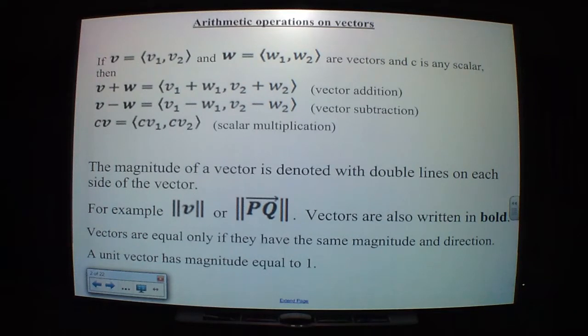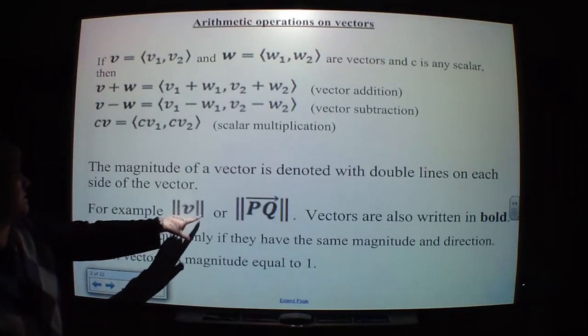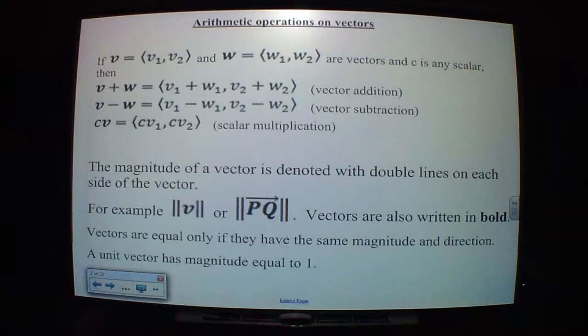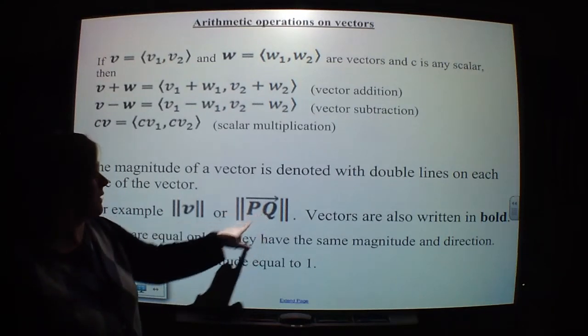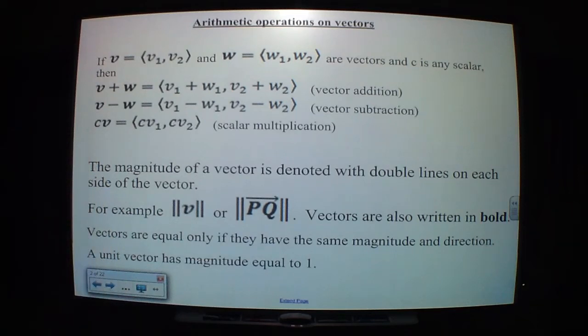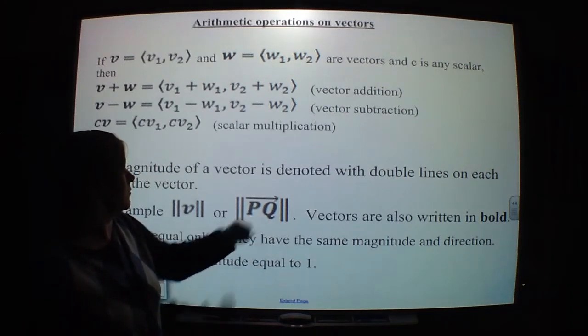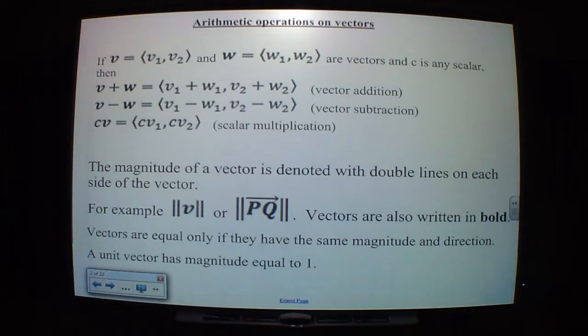Magnitude: if I want the magnitude of vector v, I would write these two double lines. This means magnitude of v. Or if I have two points going from P to Q, that's a vector, with the beginning point and the ending point of the vector. The magnitude would be the double lines on the outside of PQ. Both of those would be vector magnitudes of vectors.